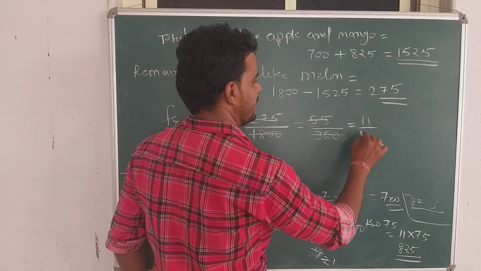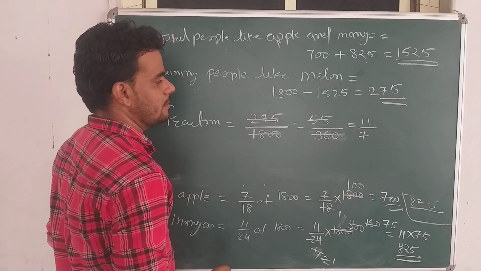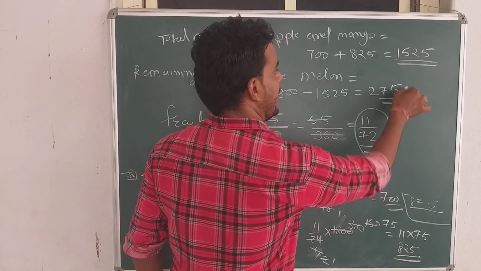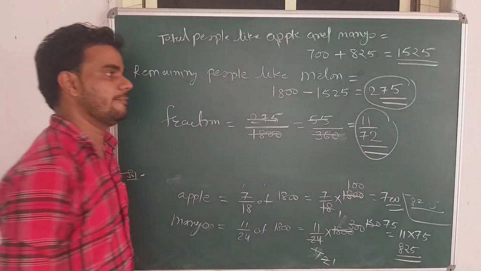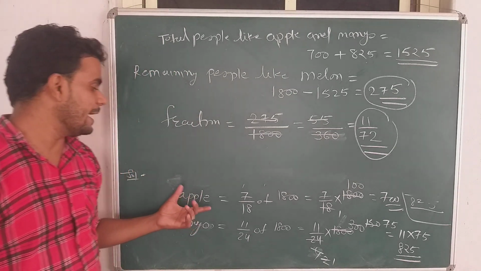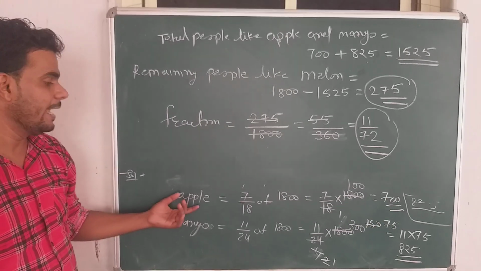Then afterwards 5 table, then 5 7 and 5 7 35 and 5 10. So our fraction is 11 by 25, and the total people who like melon is 275. So in this question, first we have to find out the number of apples. How many people like the apples? So we will first find that 7,700 people like apples.